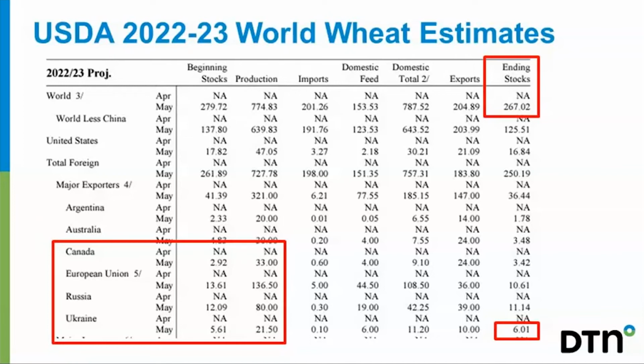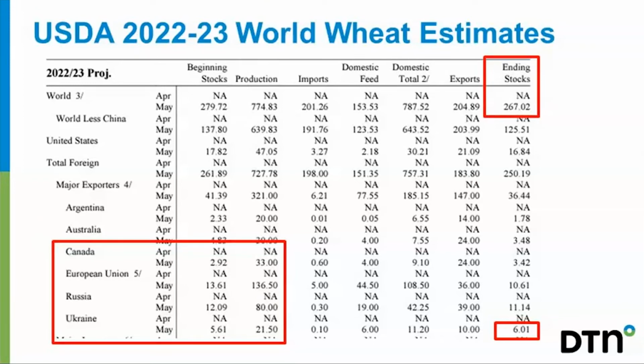And I just kind of circled there four big country crop estimates worth mentioning. In Canada, and keep in mind this is the new crop season, USDA is looking for 33 million metric tons of production. That's up roughly 11 million metric tons from last year's drought-stricken crop. In the European Union, they're looking for 136.5 million metric tons. I believe that's roughly 2 million metric tons less than last year's crop. In Russia, they're looking for 80 million metric tons of production. That's up almost 5 million metric tons from last year's level.